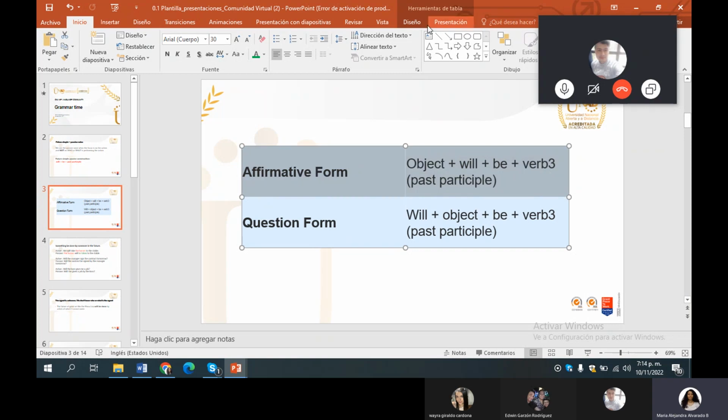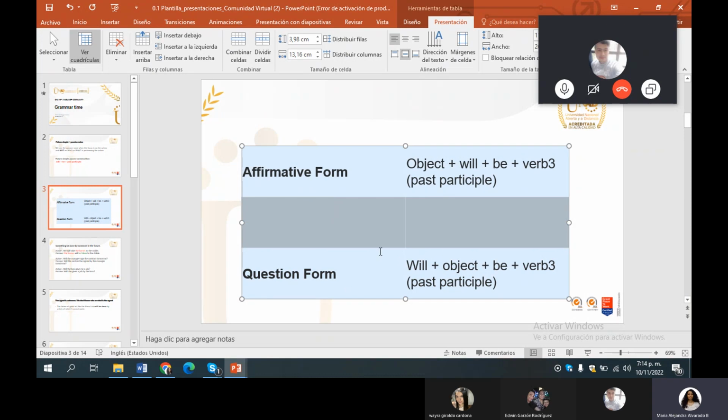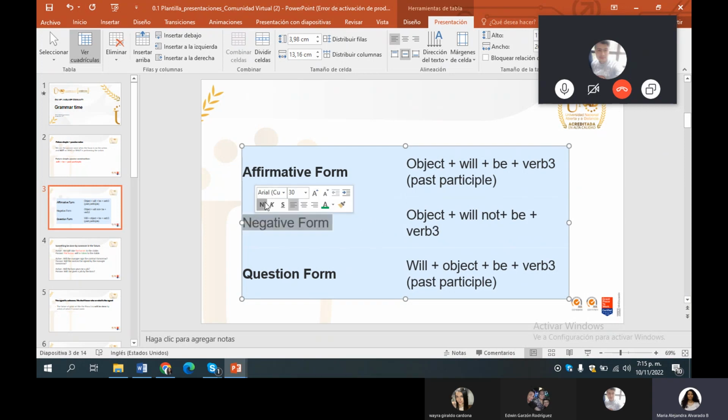Let me see if I can add. Will not. Negative form. Okay, so here we have the 3 types of sentence. What's the difference? In the negative we only put will not or won't. We can also put won't, but this is really informal. So for me, it's so much better to put will not.